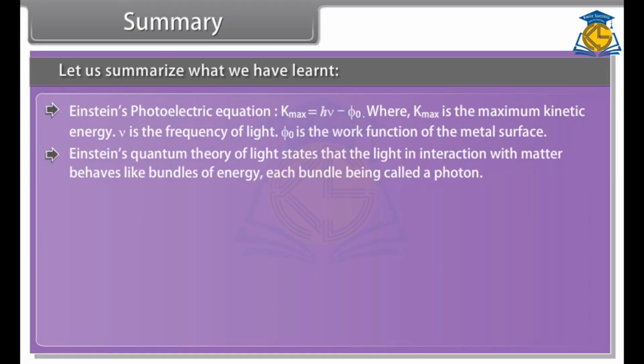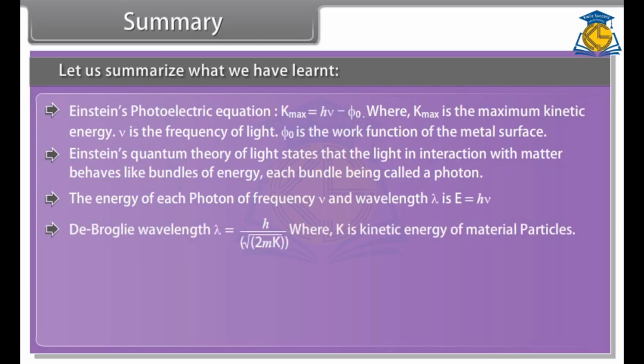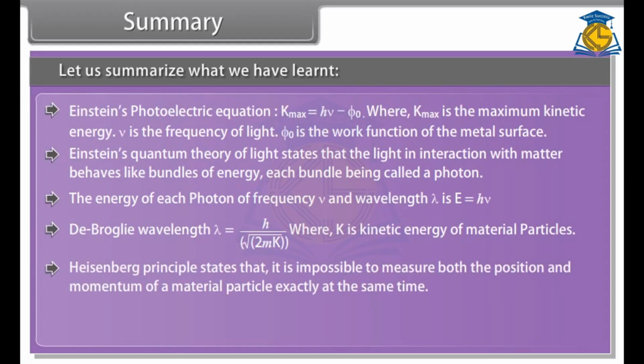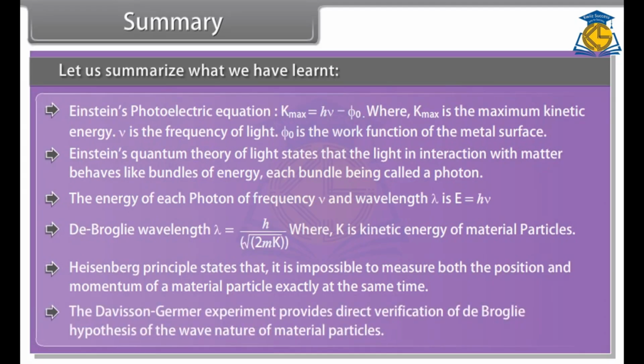Einstein's quantum theory of light states that light in interaction with matter behaves like bundles of energy, each bundle being called a photon. The energy of each photon of frequency nu and wavelength lambda is E equals h nu. De Broglie wavelength lambda is equal to h by square root of 2mK, where K is the kinetic energy of material particles. Heisenberg principle states that it is impossible to measure both the position and momentum of a material particle exactly at the same time. The Davisson-Germer experiment provides direct verification of the de Broglie hypothesis of the wave nature of material particles.